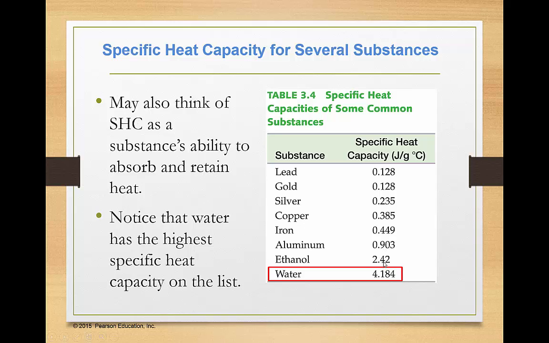So even though we think of ethanol as being very flammable, if you're just gently heating it, you're going to have to put a lot more heat in to get the temperature to rise in that ethanol. And then notice this last one, the one that's highest on the list, water. And water is truly amazing. Not only does it have the highest specific heat capacity on this list, it's one of the highest specific heat capacities of any substance that we have.